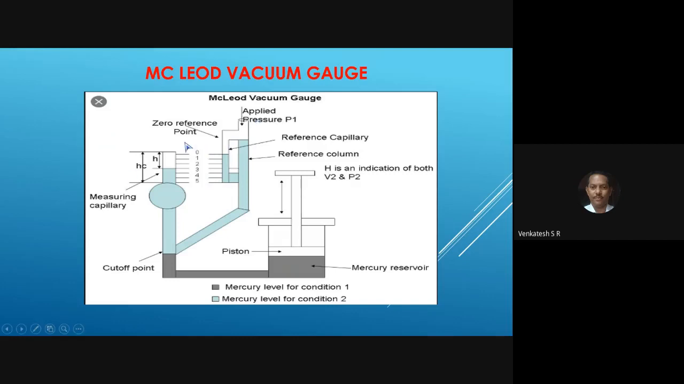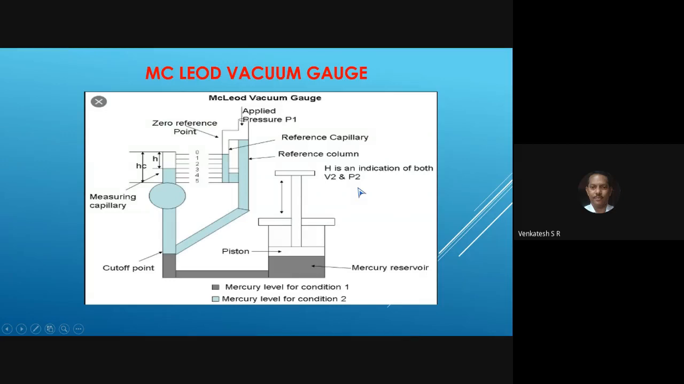When you connect this end to the negative pressure source, that pressure applies force on the mercury present in the reference capillary as well as the measuring capillary, so the mercury level goes down. Then you can measure in the measuring capillary. Observe here: the small letter h indicates the level of mercury, which is 3 in this case.